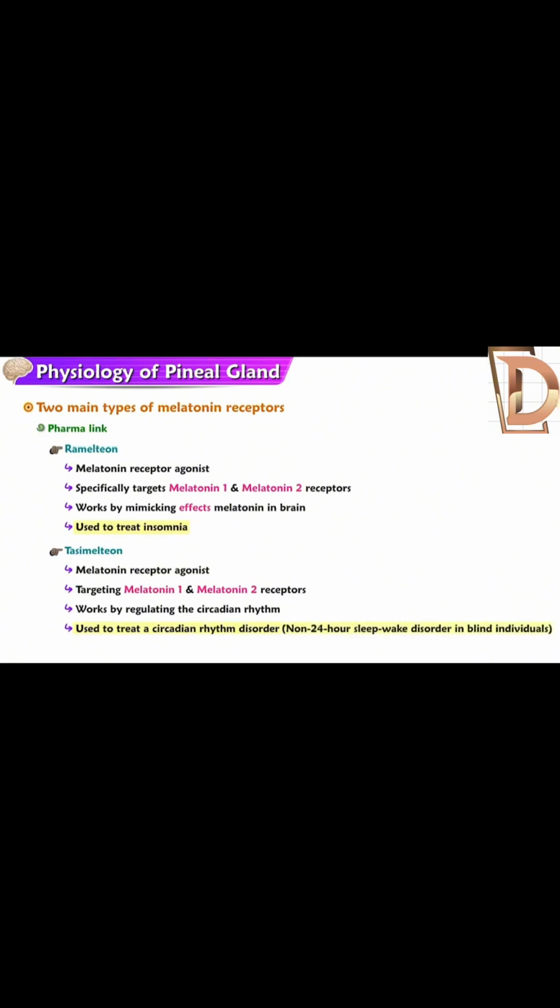Tasimelteon. It's also a melatonin receptor agonist, targeting the melatonin 1 and melatonin 2 receptors, and it works by regulating the circadian rhythm. It's used to treat a circadian rhythm disorder called non-24-hour sleep-wake disorder in individuals who are totally blind.